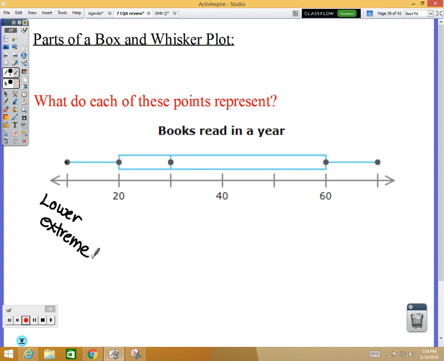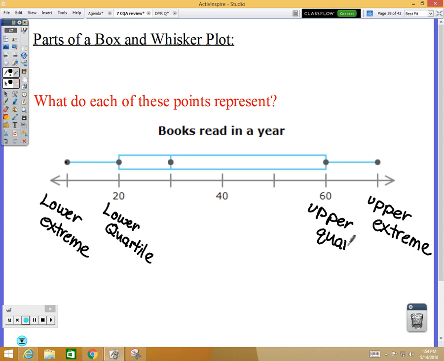So the highest point down there would be the upper extreme. So again, the smallest number is your lower extreme, the highest number is your upper extreme. Then we have our box. So where our box starts is the lower quartile, and where our box ends is our upper quartile, or some people like to call it the higher quartile.